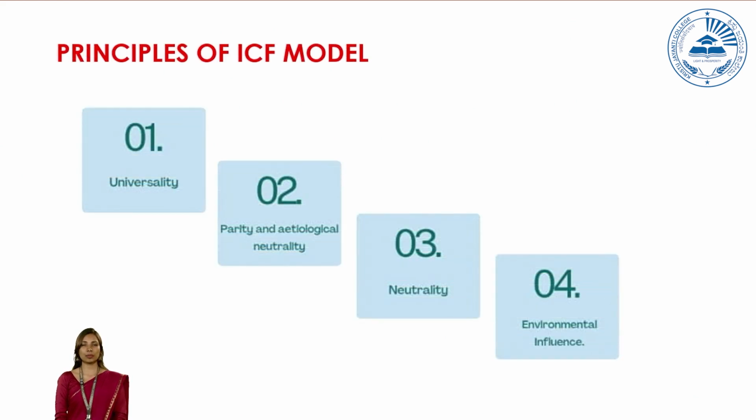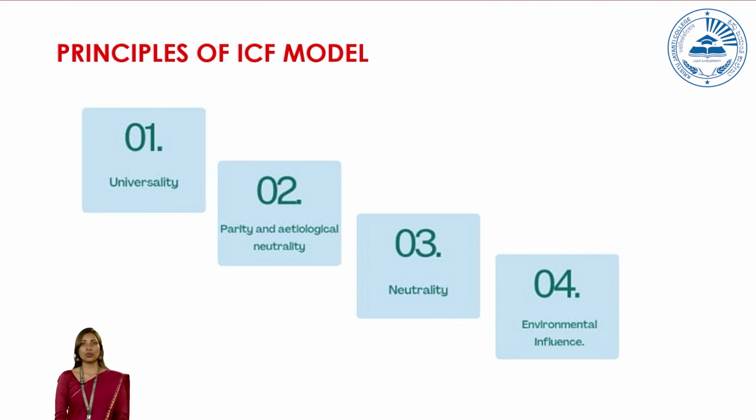There are majorly four principles of the ICF model: universality, parity and etiological neutrality, neutrality, and environmental influence. Universality talks about how no matter where you're coming from, whichever physical, social, or cultural context you're from, you can be disabled or can have a disorder. Parity and etiological neutrality talks about how mental and physical health are both given importance equally. Basically, it does not give importance to whether it is a physical condition or a mental condition.